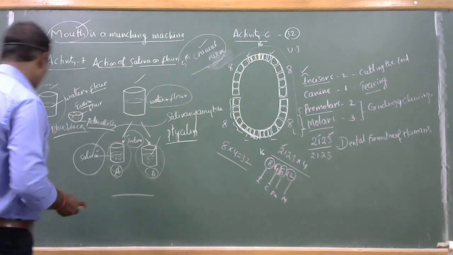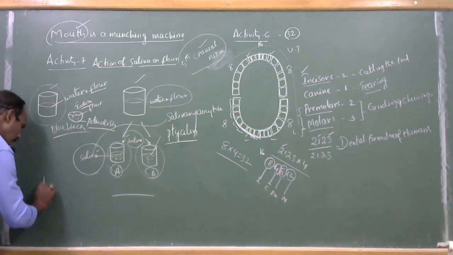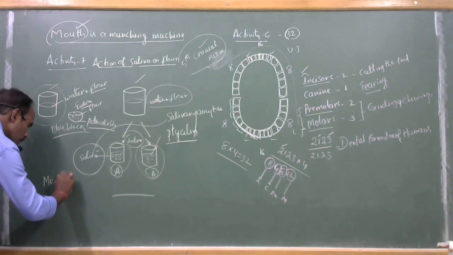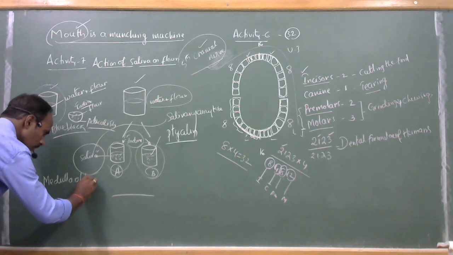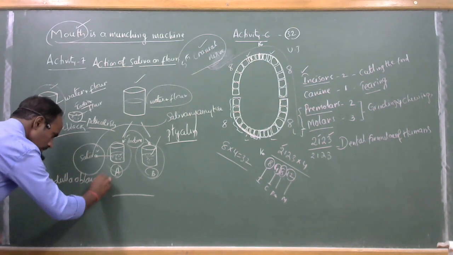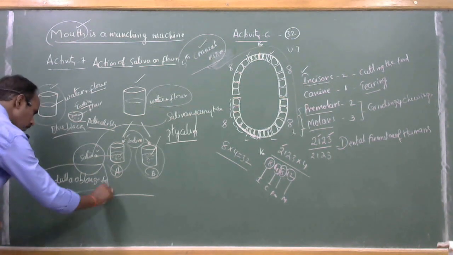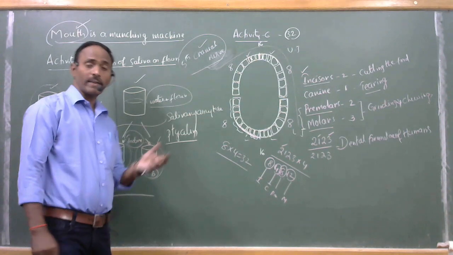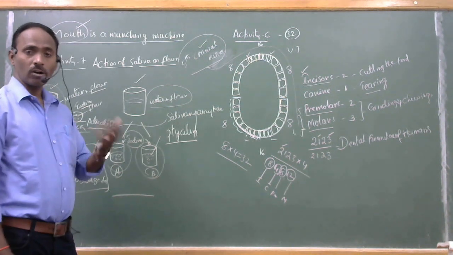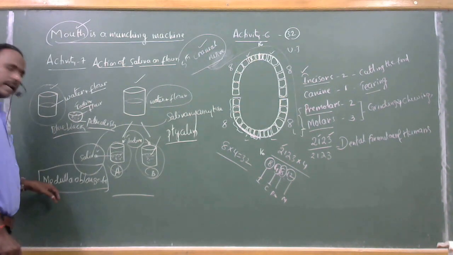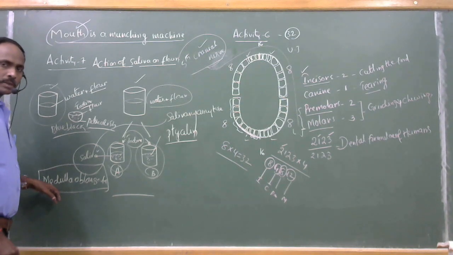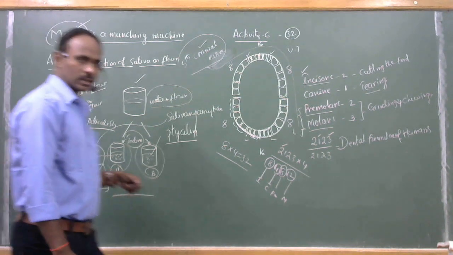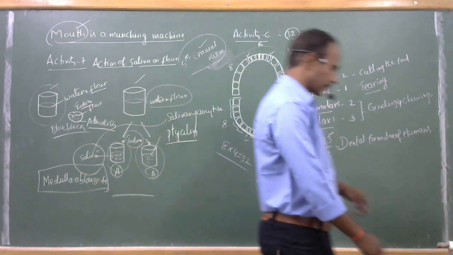This is done by the part of the brain called the medulla oblongata. After the food material is taken, we swallow. Swallowing, coughing, sneezing, all these mechanisms are done by the part of the brain called the medulla oblongata, along with the remaining associated parts of the brain.